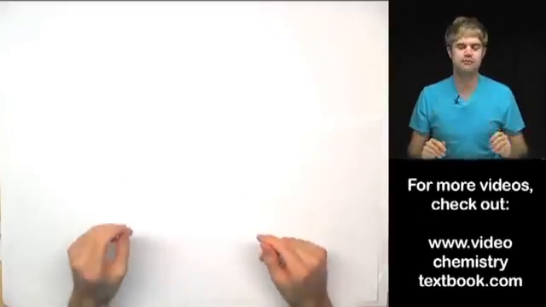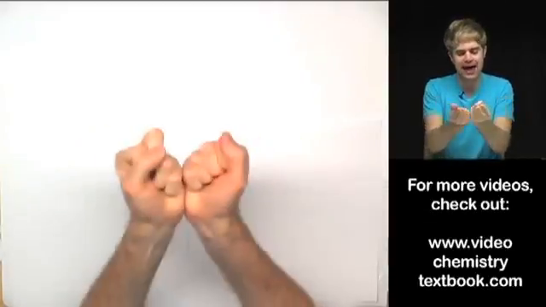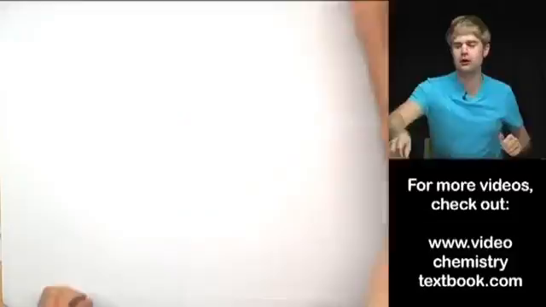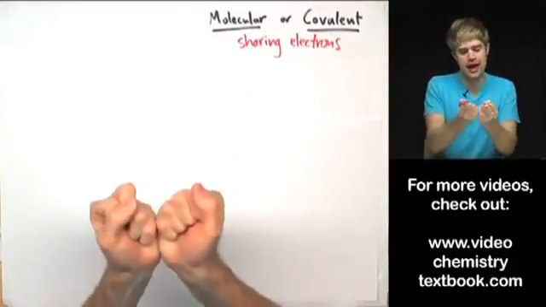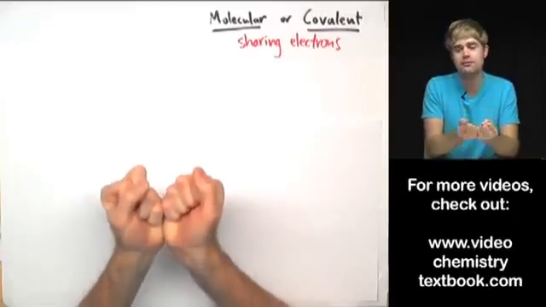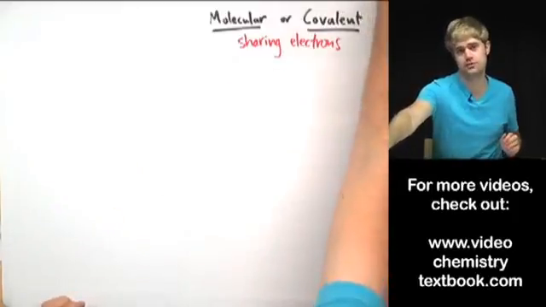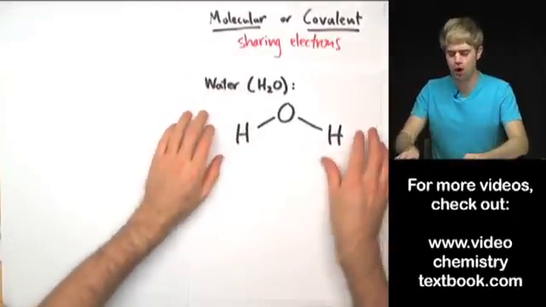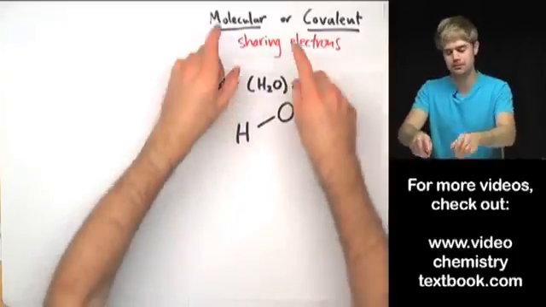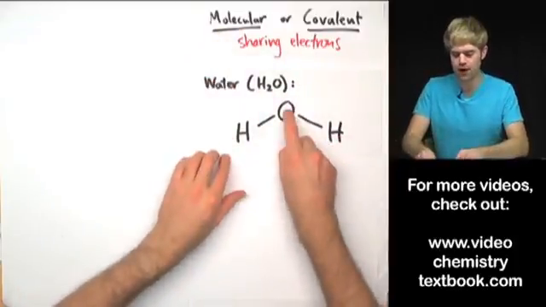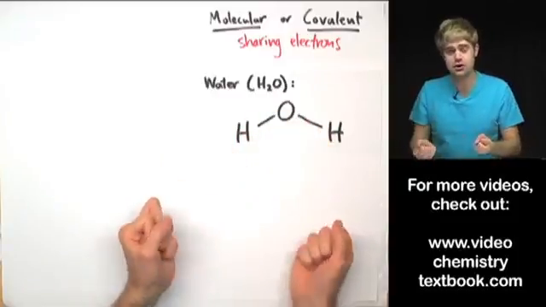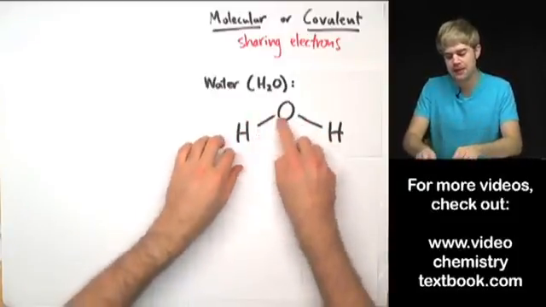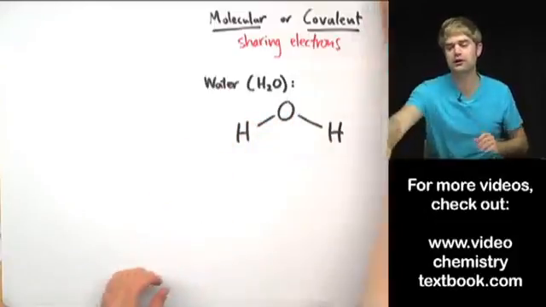So one really important difference is how the atoms in these compounds are held together. In molecular or covalent compounds, the atoms that make them up are held together because they're sharing electrons. Here's what I mean. Water, H2O, is a very common molecular compound. It's made of one oxygen and two hydrogens, and these lines between the atoms show that they're connected, and they mean that they're connected because they're sharing electrons.